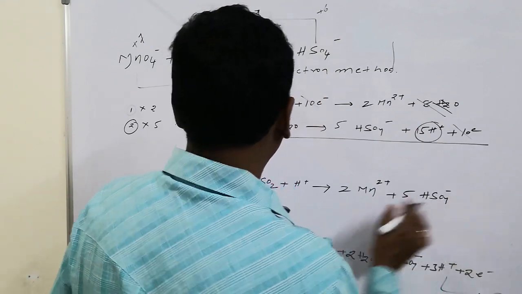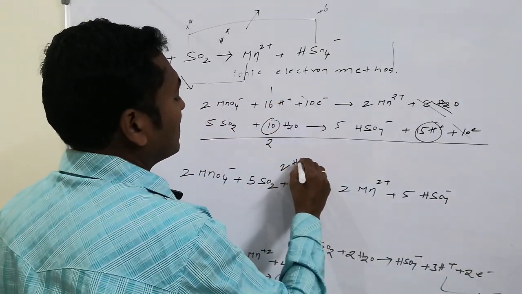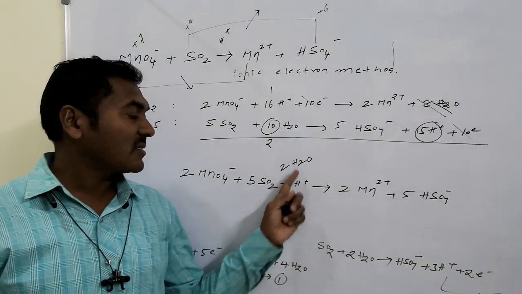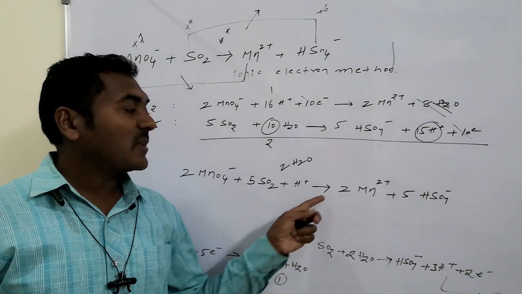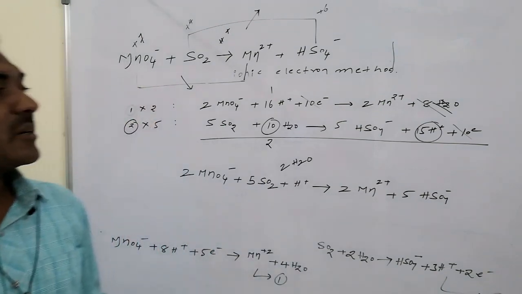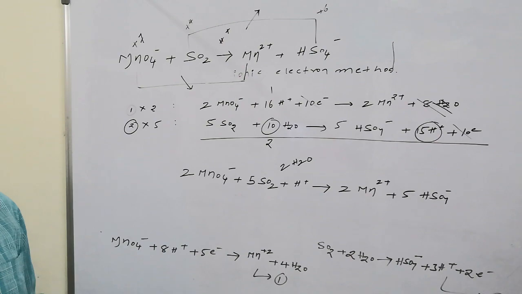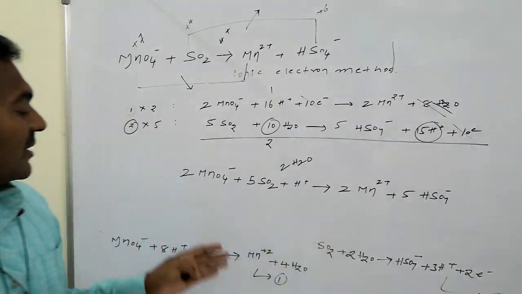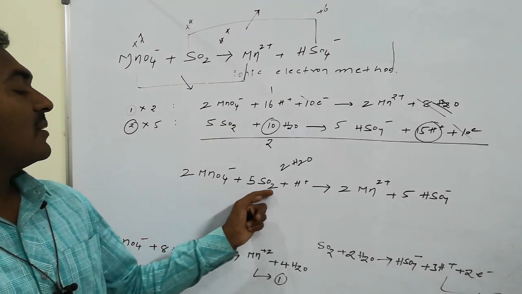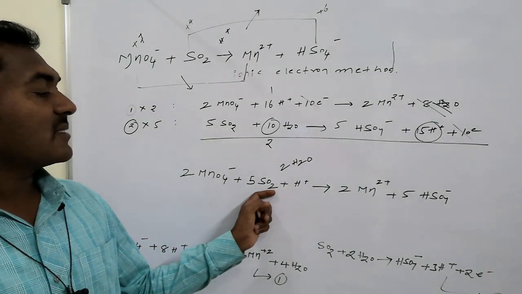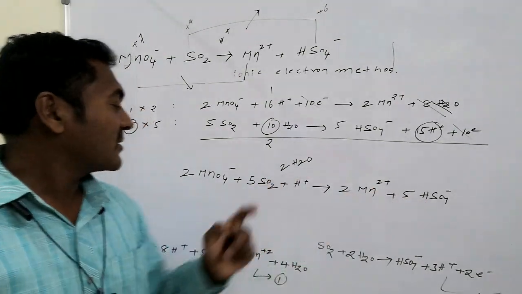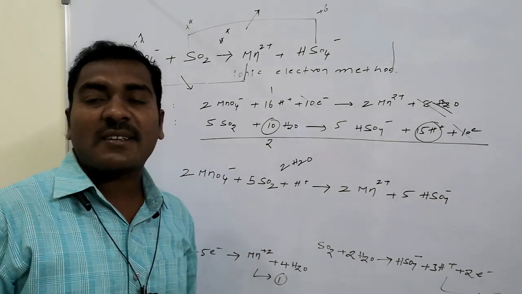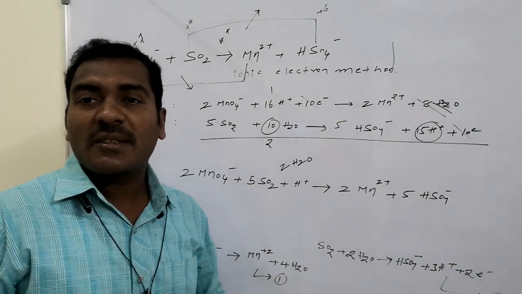In this net equation we are left with 2 water also. That is 2MnO4 minus plus 5 sulfur dioxide plus 2 water plus 1H plus resulting in 2Mn2 plus plus 5HSO4 minus. It is balanced in terms of manganese, sulfur, and oxygens: 8 plus 10 is 18, 18 plus 2 gives 20 oxygens, and the remaining hydrogens too, everything in terms of atoms, electrons, and charge. Hence it becomes the balanced equation.